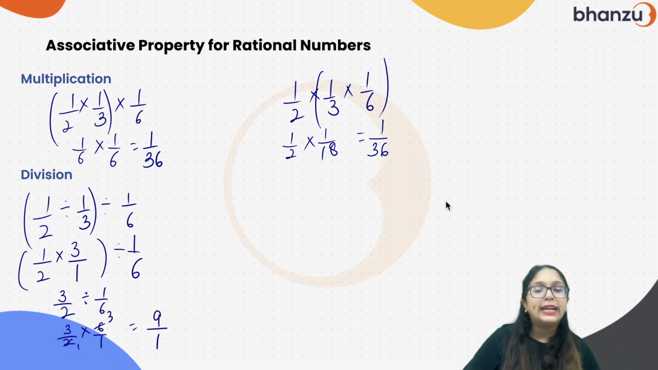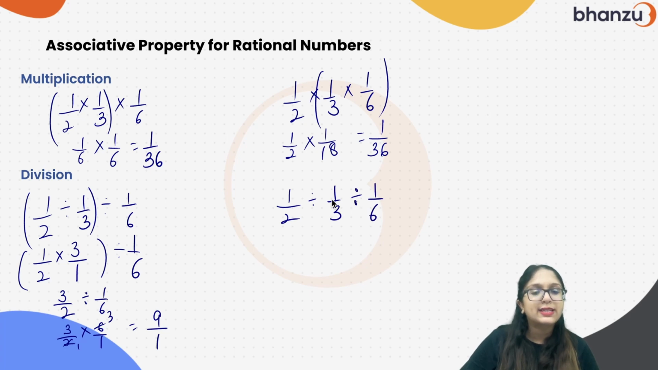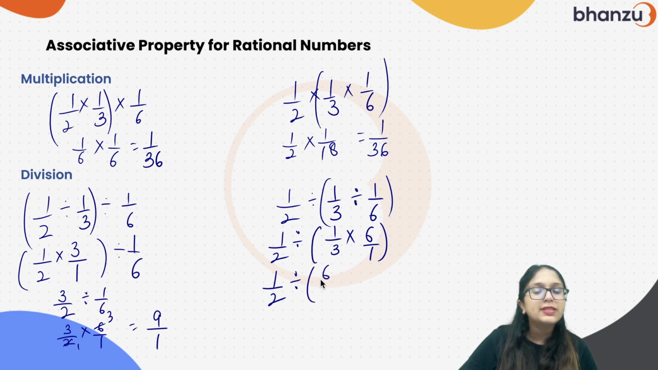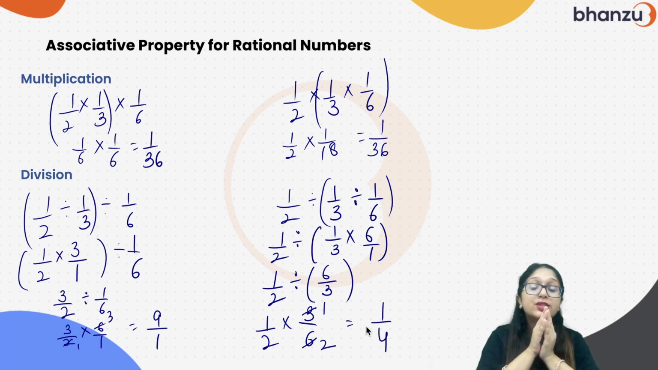Okay, now I am going to write it in a different way. Fine. So let's say it is 1 over 2 divided by 1 over 3 divided by 1 over 6. Let's do the grouping from here. 1 over 2 divided by, let me solve the bracket. So let's see what it is going to be. Okay, so this is going to be 6 over 3, and then 1 over 2 multiplied by 3 over 6. Okay, and then 3 times 1 is 3, 3 times 2 is 6. The answer is 1 over 4. The answer in both the cases is different. So this does not hold true for division. Is that clear to you now?